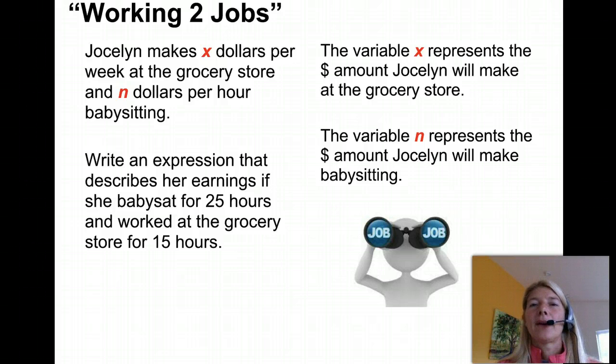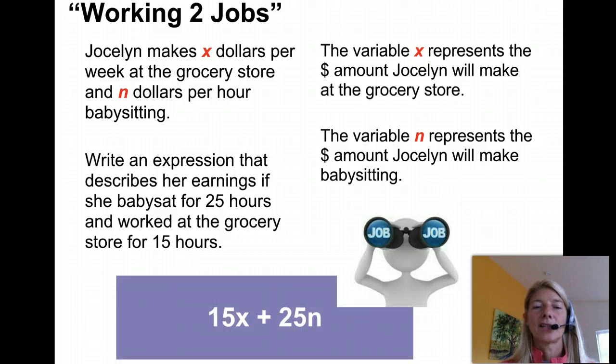Couple things to think about. We know that the variable x represents the dollar amount that she will make at the grocery store, and n represents the dollar amount that she will make babysitting. So we don't know how much she makes per hour or per week, but we do know that we have some variables to represent that.